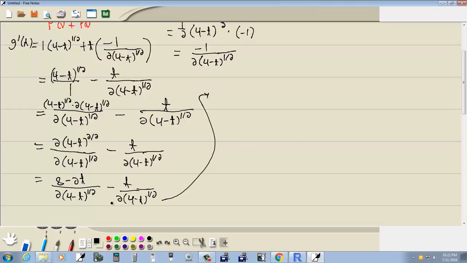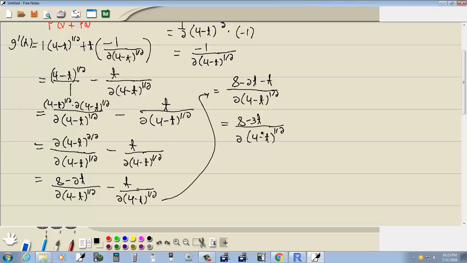Now they have the same denominator, so I'll merge together the top parts. So I'm going to have 8 minus 2t minus t over 2 times 4 minus t to the 1/2. Negative 2t and negative t gives us negative 3t. Okay, now we got our single fraction. Now I can put this back in the radical form if I want, or leave it that way.